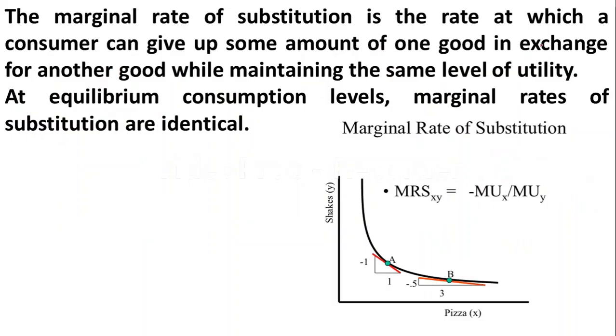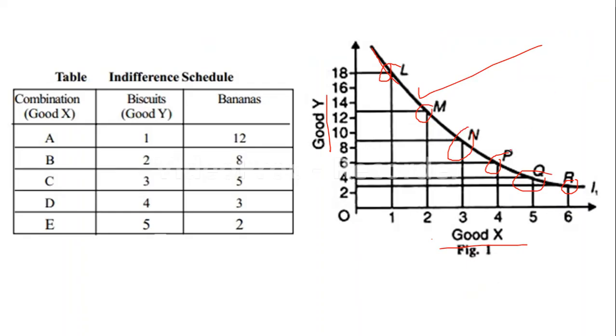And let us see what we mean by MRS, the marginal rate of substitution. It is the rate at which a consumer can give up some amount of one good in exchange for another good while maintaining the same level of utility. As I told you in the previous slide, if the consumer wants to buy more of good X, for this he is going to sacrifice good Y. The rate at which the consumer sacrifices good Y in order to get more of good X is known as the MRS.